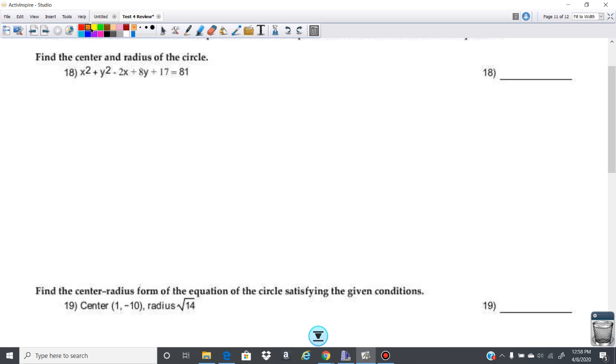First thing we want to do is move our constant over to the right. So we're going to subtract 17 from both sides. It's going to give us 64. Then I want to set this up to complete the square. So I'm going to write x squared next to my other x term, 2x. I'm just rearranging these. I'm going to leave some space here because I'm going to need it in a minute. Then plus y squared next to my other y term, 8y, leave some space, and that equals 64.